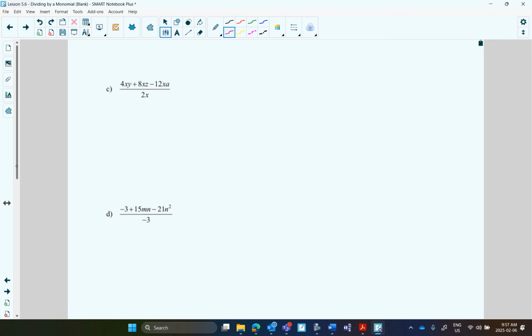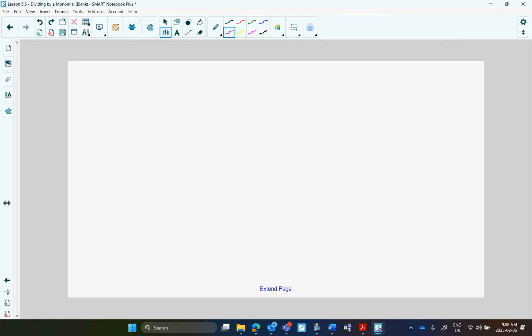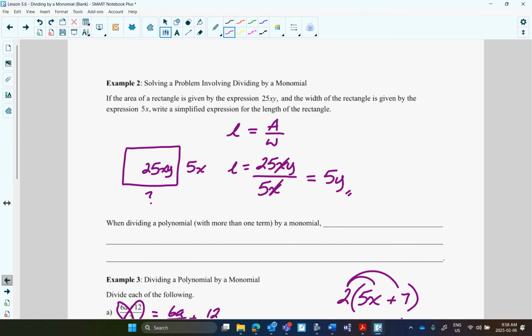And a couple more. Did I miss one? Take out those lines? Oh, sorry. Yeah.